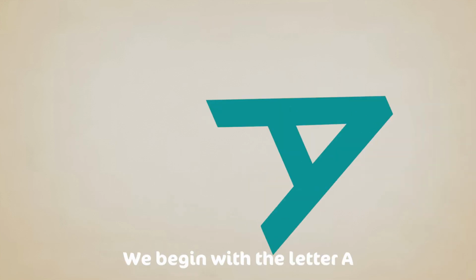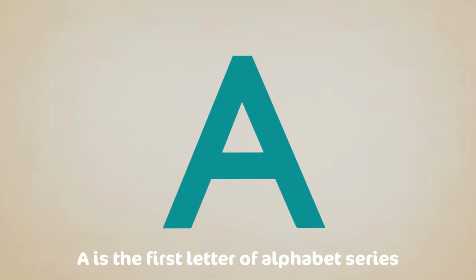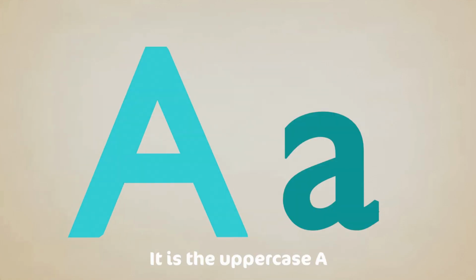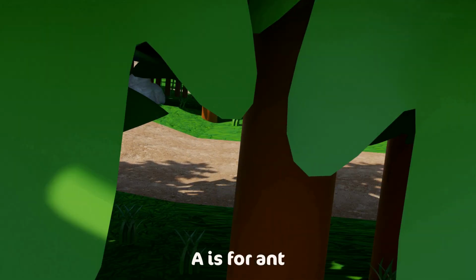We begin with the letter A. A is the first letter of alphabet series. It is the uppercase A, and it is the lowercase a. A is for ant.